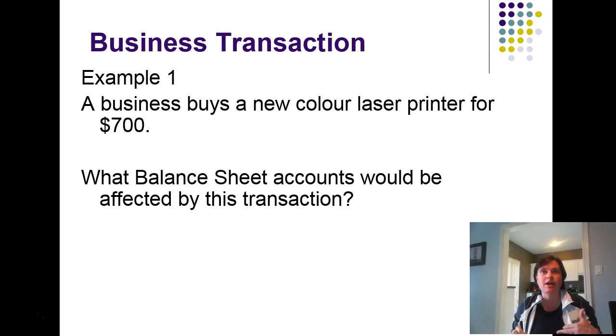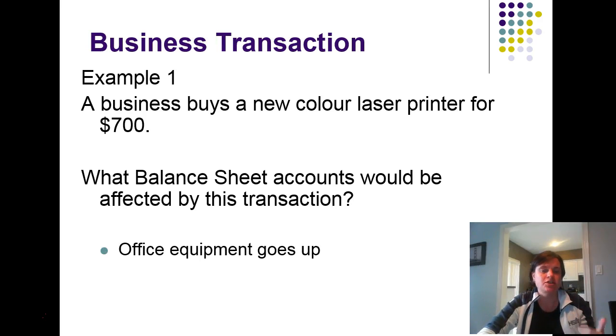So when you think about the balance sheet, we've got cash, accounts receivable, we've got equipment, we've got furniture, we've got accounts payable, we've got a bank loan, and we've got the owner's equity. So when we think about all of those different accounts that we have on our balance sheet, what two balance sheet accounts might be affected? Well, let's think about this. Well, if we buy a new color laser printer for $700, well, our equipment is going to go up by $700. And we have to pay for it, so it means our cash is going to go down $700. So office equipment goes up, cash goes down.